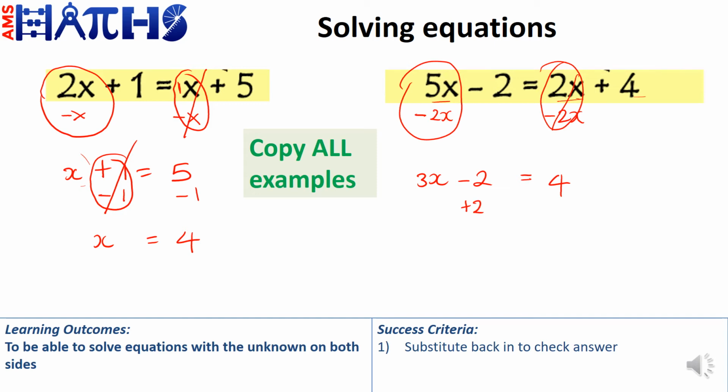because we leave the 3x initially. So we'll add 2 on both sides. So minus 2 plus 2 is 0. So we have 3x there on the left. And then 4 plus 2 is equal to 6 on the right.